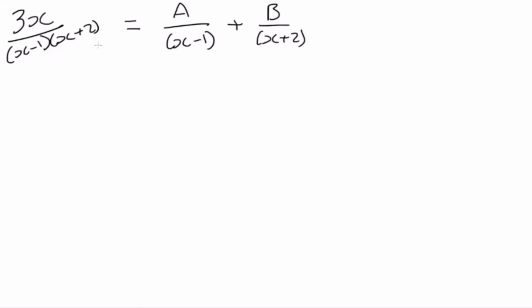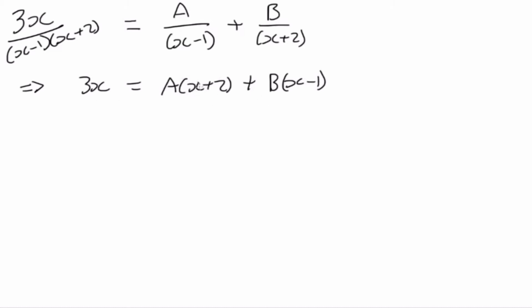Now if we multiply both sides of the equal sign by (x minus 1)(x plus 2), this will give us 3x equals A times (x plus 2), plus B times (x minus 1). Now we can set a value of x so that one of these constants goes to 0 and we can find out what the other one is.